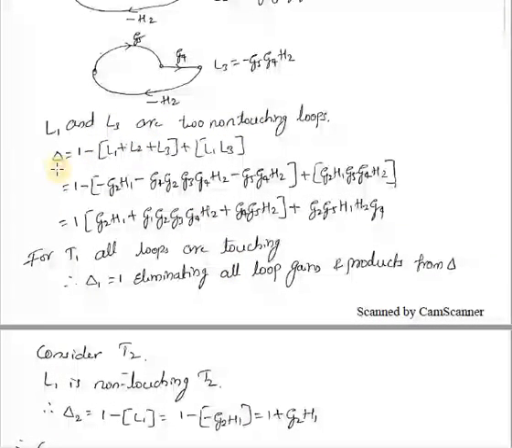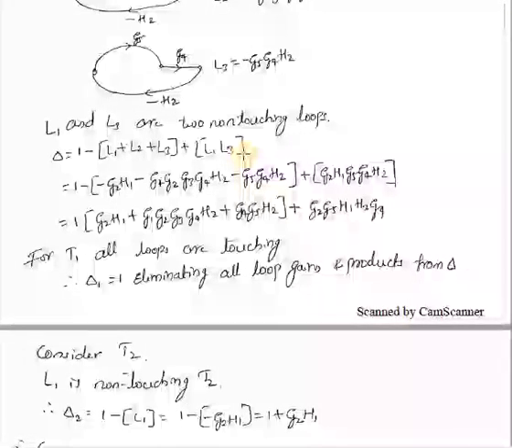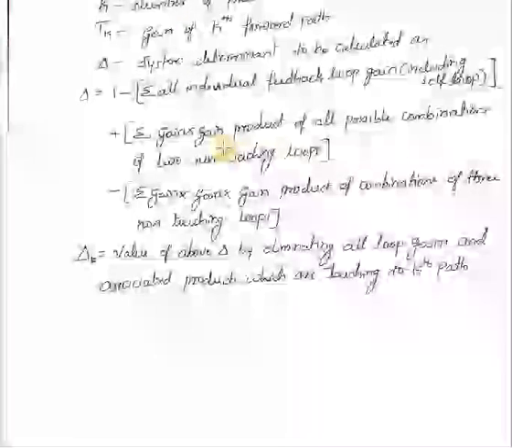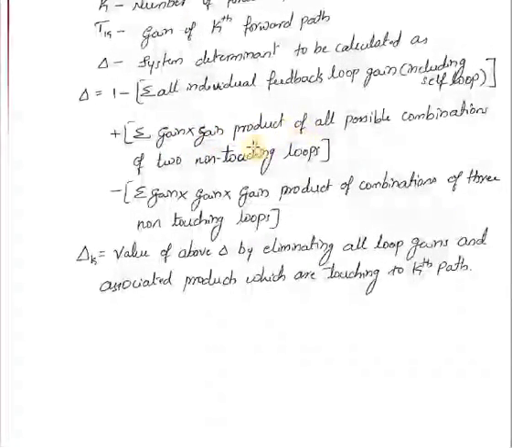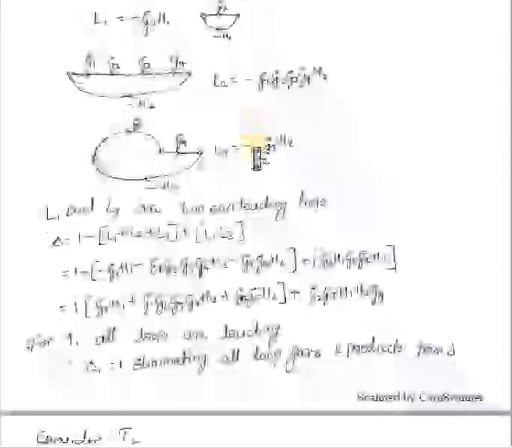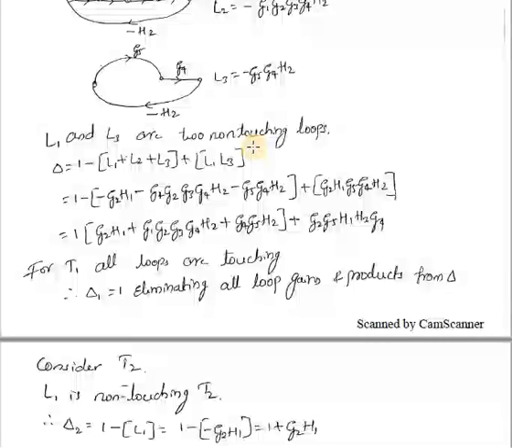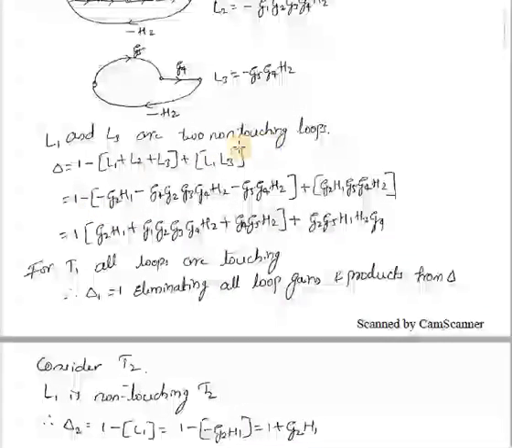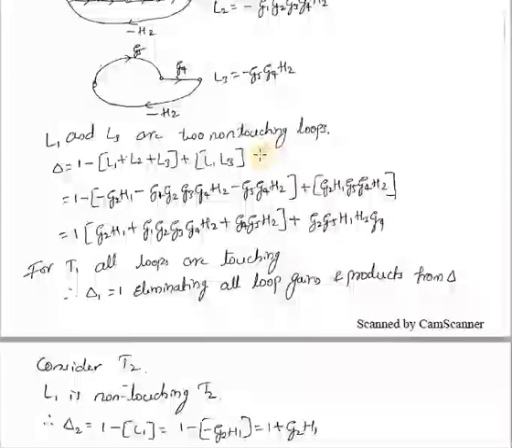Now delta equal to, the formula is 1 minus the summation of gain of all individual loops, that is L1 plus L2 plus L3, plus the summation of product of two non-touching loops. So L1 into L3, like this you have to write. Here in this formula, it is gain into gain, the product of all. For example, if you have one more loop, say L4, and L2 and L4 are non-touching, at that time L1 into L3 plus L2 into L4, like that you have to write. And there are no three non-touching loops, so the next term will vanish.